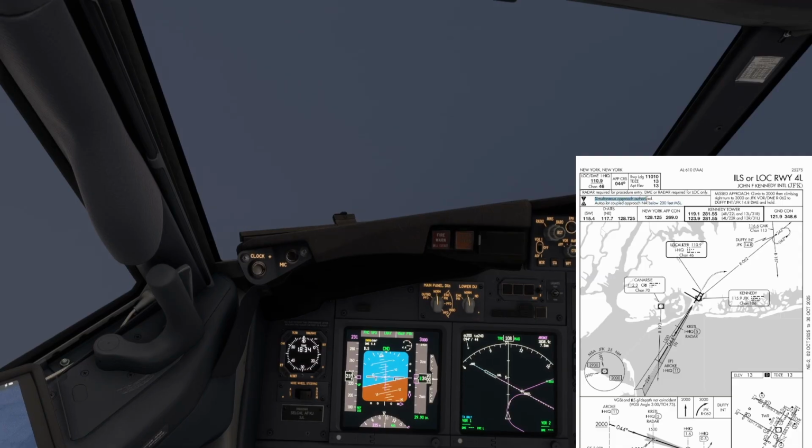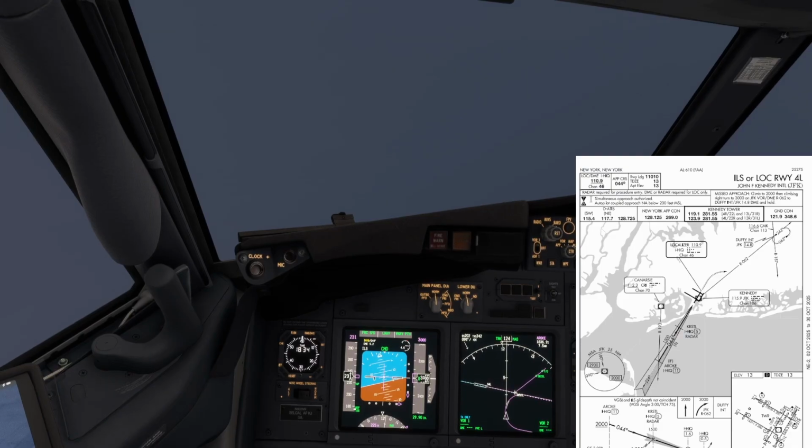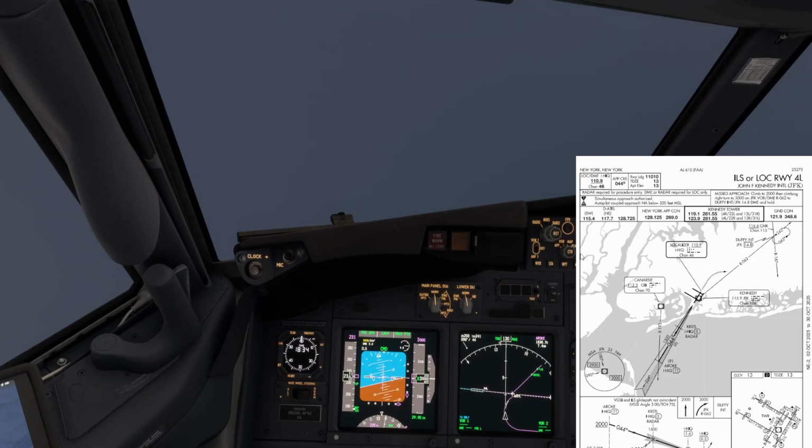More remarks, what are they? Alternates right here. Simultaneous approaches are authorized. It's just letting you know that you might have an airplane right off your right side shooting the ILS or RNAV, whatever goes into runway 4 right. You might have a plane right next to you doing that, so it's just letting you know that. The T means that there are non-standard takeoff minimums, I believe, and the A means that there can be alternate minimums, I think.